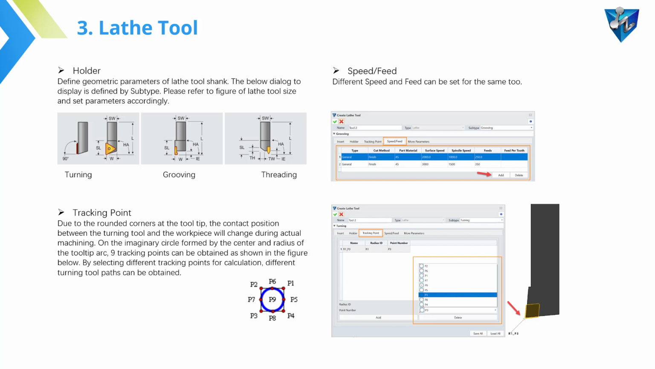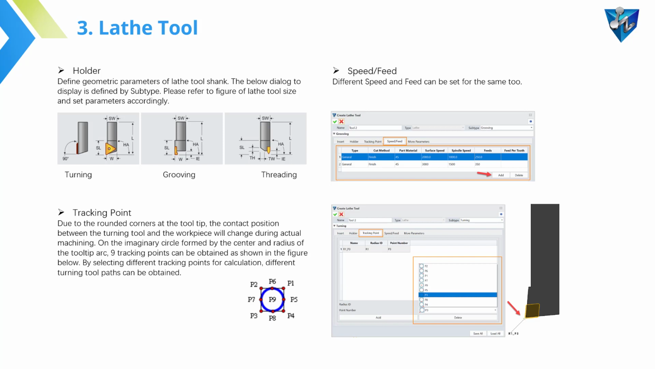For speed/feed, it's worth noting that you can set different speeds and feeds for the same tool. Simply click Add to include another set of speed and feed values. This is more convenient than before, especially if you need to use different speeds for various machining operations.